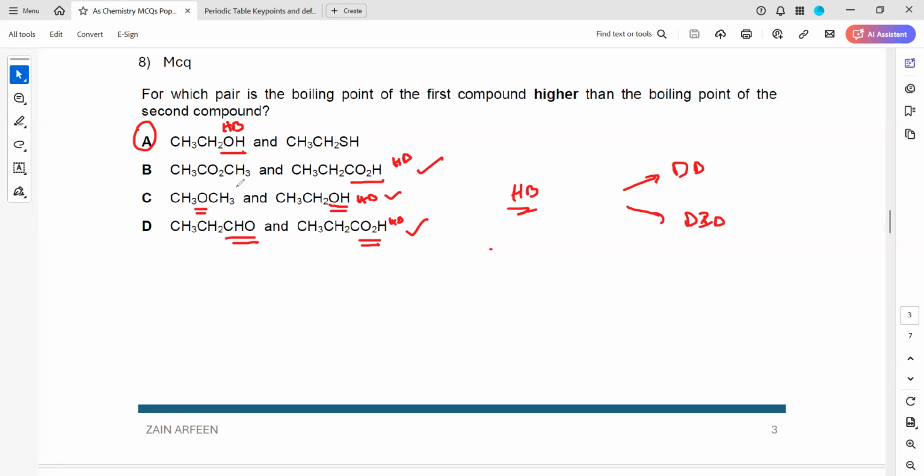This one is an ester. When we wrote here for B, it is an ester. And this is an ether. Ether means an oxy linkage is there. This is ether. This is ester. Ester is when C is double bonded with O and O is there. This is methyl ethanoate. So we just have to check which is having a hydrogen bond.